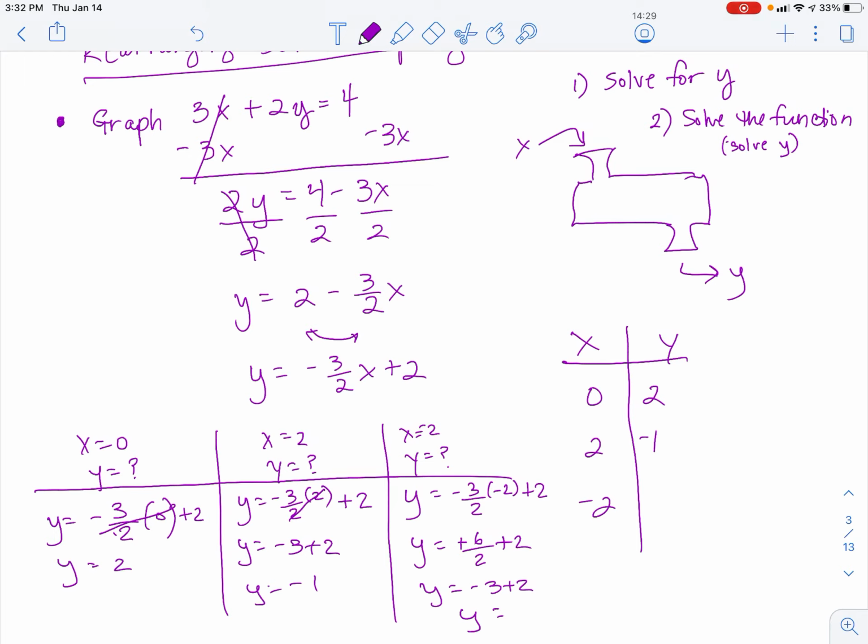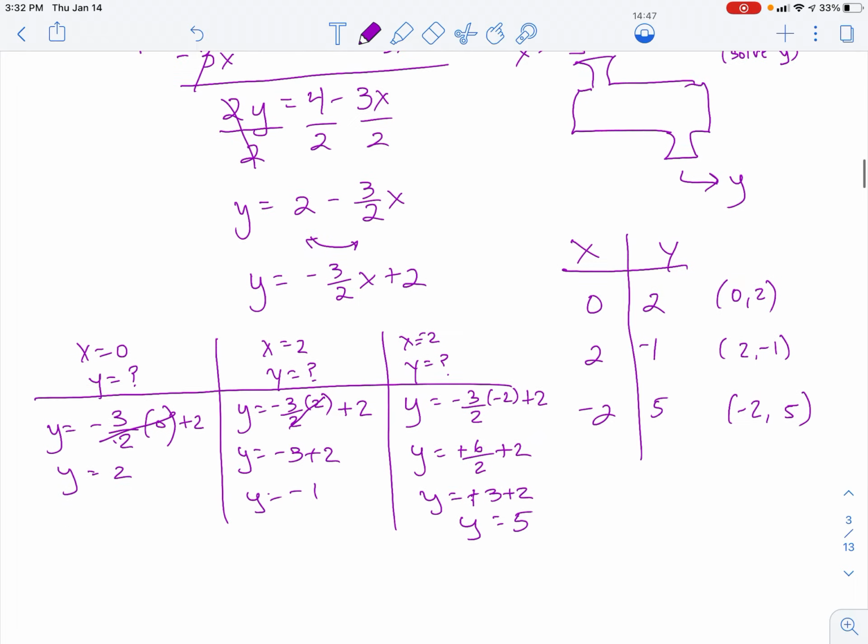Oops, sorry, that should be a positive. Perhaps I'm going to get confused by it. I'm so sorry. So positive 3 plus 2 is 5. So when x is negative 2, y is 5. Okay, so we now have ourselves some points to put on a graph, don't we?